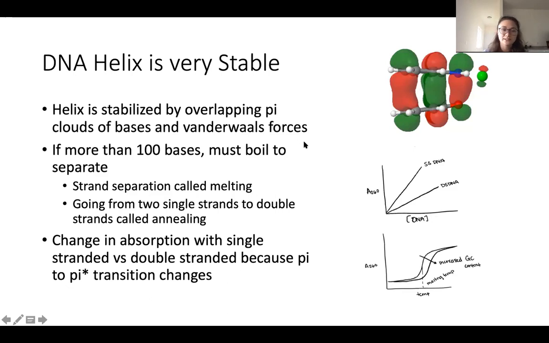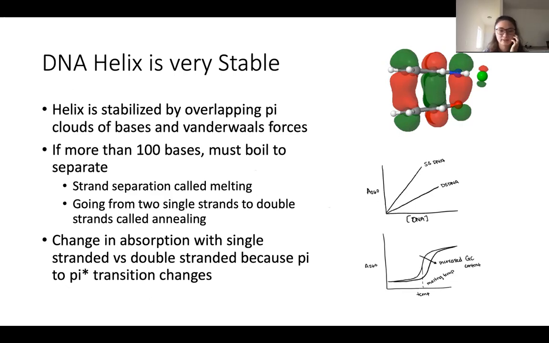Also, van der Waals forces play an effect as well. And this is really strong. So if there's even just 100 bases, you have to boil the DNA to separate it. So that is a lot of energy it takes to pull those two strands apart. We're not even breaking any covalent bonds, but just pulling those apart takes a lot of energy. So because of this, strand separation is called melting, and going from two single strands to a double strand is called annealing.